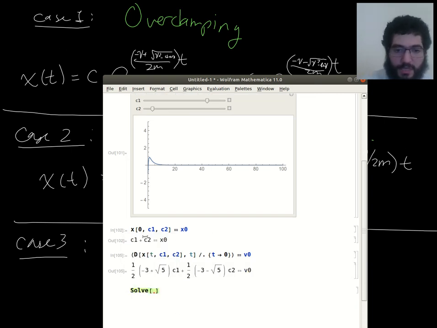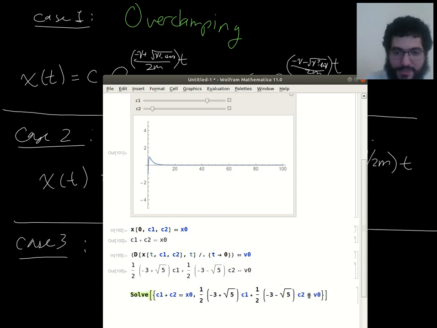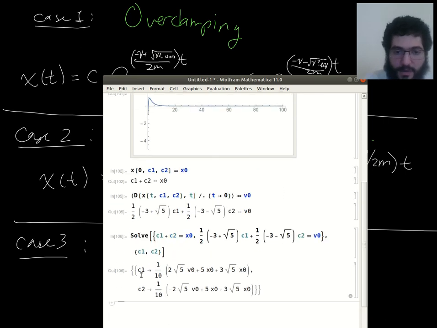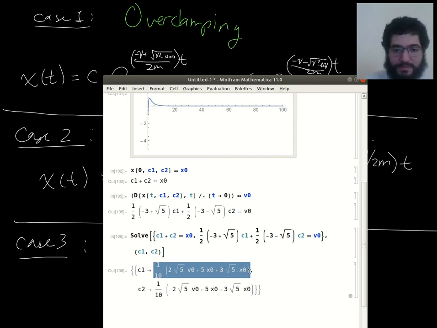So one thing I can do is solve this system of equations. I'm just going to copy and paste them in, which is a crude way to do things, but at least you can see clearly what I'm doing. And solve for C1 and C2. And here we are. C1 is exactly this in terms of x naught and v naught, and C2 is exactly this. This is just solving a linear system. You can do this by hand, but it's annoying, right? Solving a 2x2 linear system by hand is not that fun.